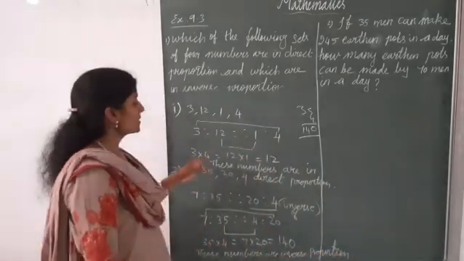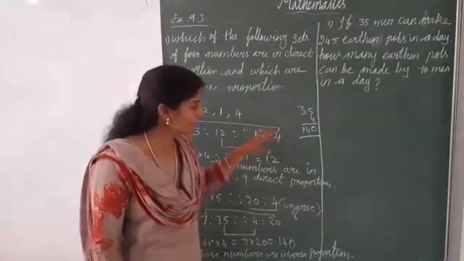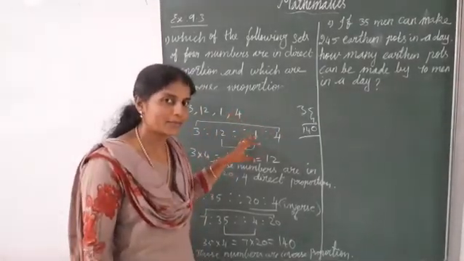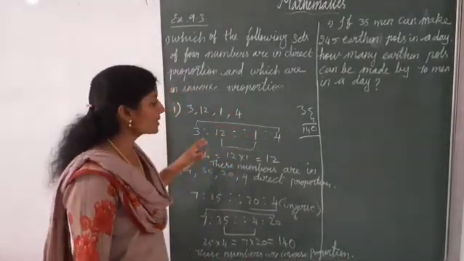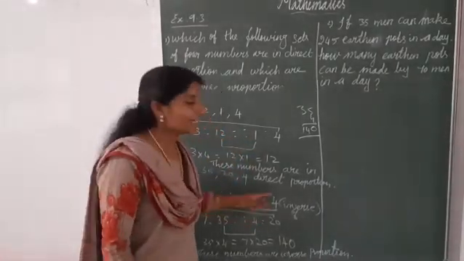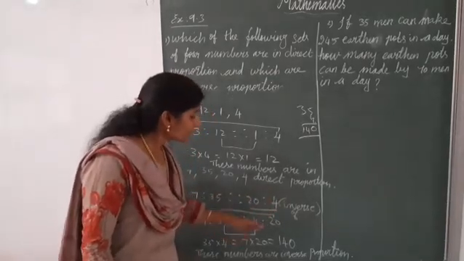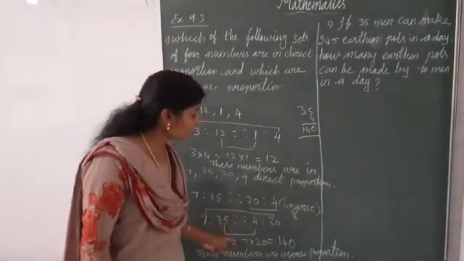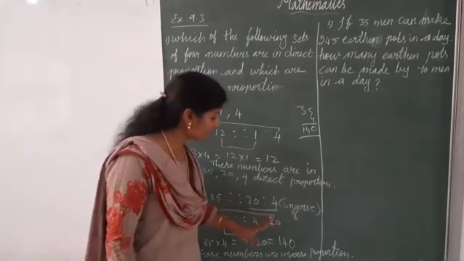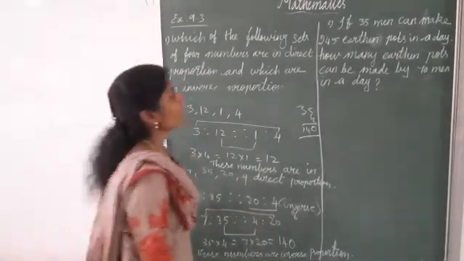Clear? First we check the product of means and product of extremes. If they are the same, that is direct proportion. Suppose they are different, not equal, then we arrange the inverse of C is to D, that is D is to C. Then we check the product of means and product of extremes, and if they are the same, that is inverse proportion. Okay. The next one.